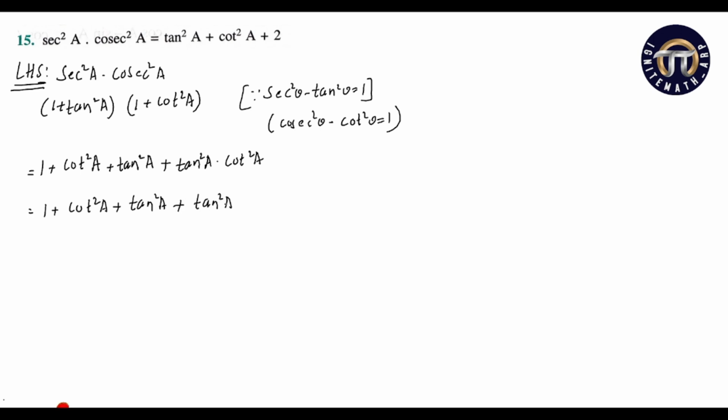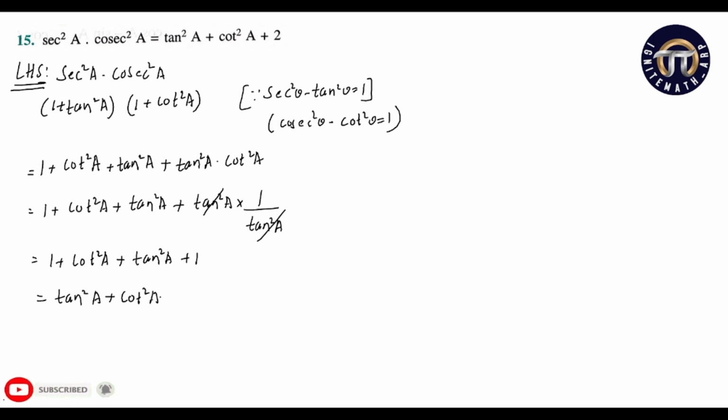cot square A. You know that cot and tan are reciprocals of each other. So cot square A can be written as 1 by tan square A, so this tan square will get cancelled. 1 plus cot square A plus tan square A plus 1 will remain over here. So I'll be left with, children, tan square A plus cot square A plus 2, that is equal to RHS. I hope it is clear enough.